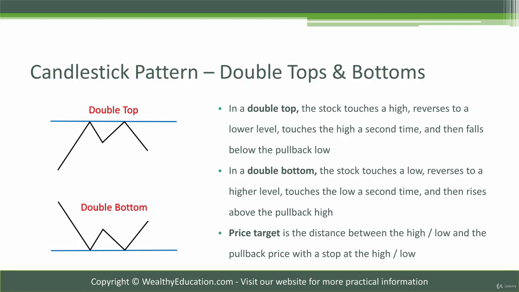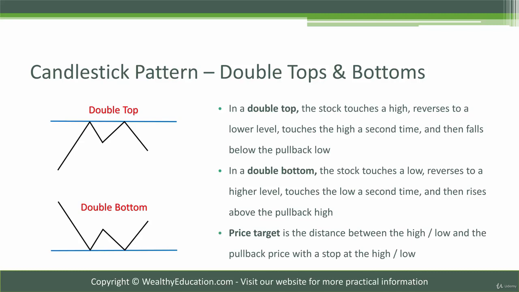Basically, the pattern that you're going to look for in the double bottom looks like a W, and in a double top, it looks like an inverted W. The price target we're looking for in this trade is generally the difference between the high and the pullback price, or the low and the pullback price.